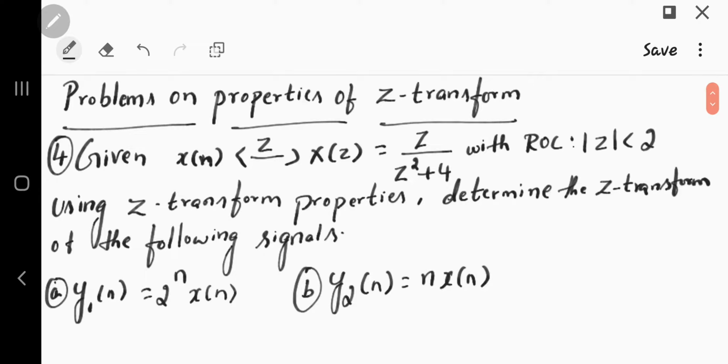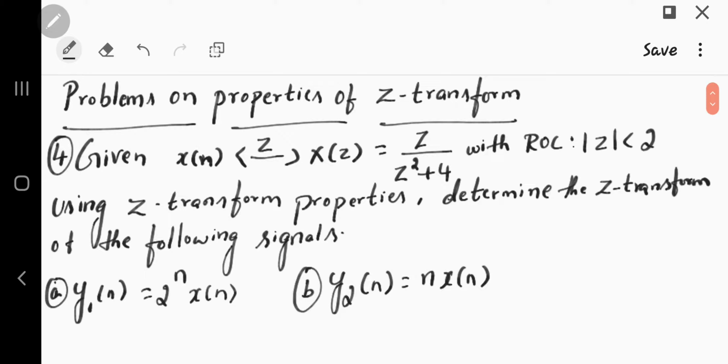Now here is a different example. In this one, the Z transform is given for a signal x of n, which is z divided by z square plus 4, and its ROC is also mentioned: ROC is less than 2. ROC less than 2 means we have a circle with radius 2, and the ROC will be inside that circle. That is the meaning.